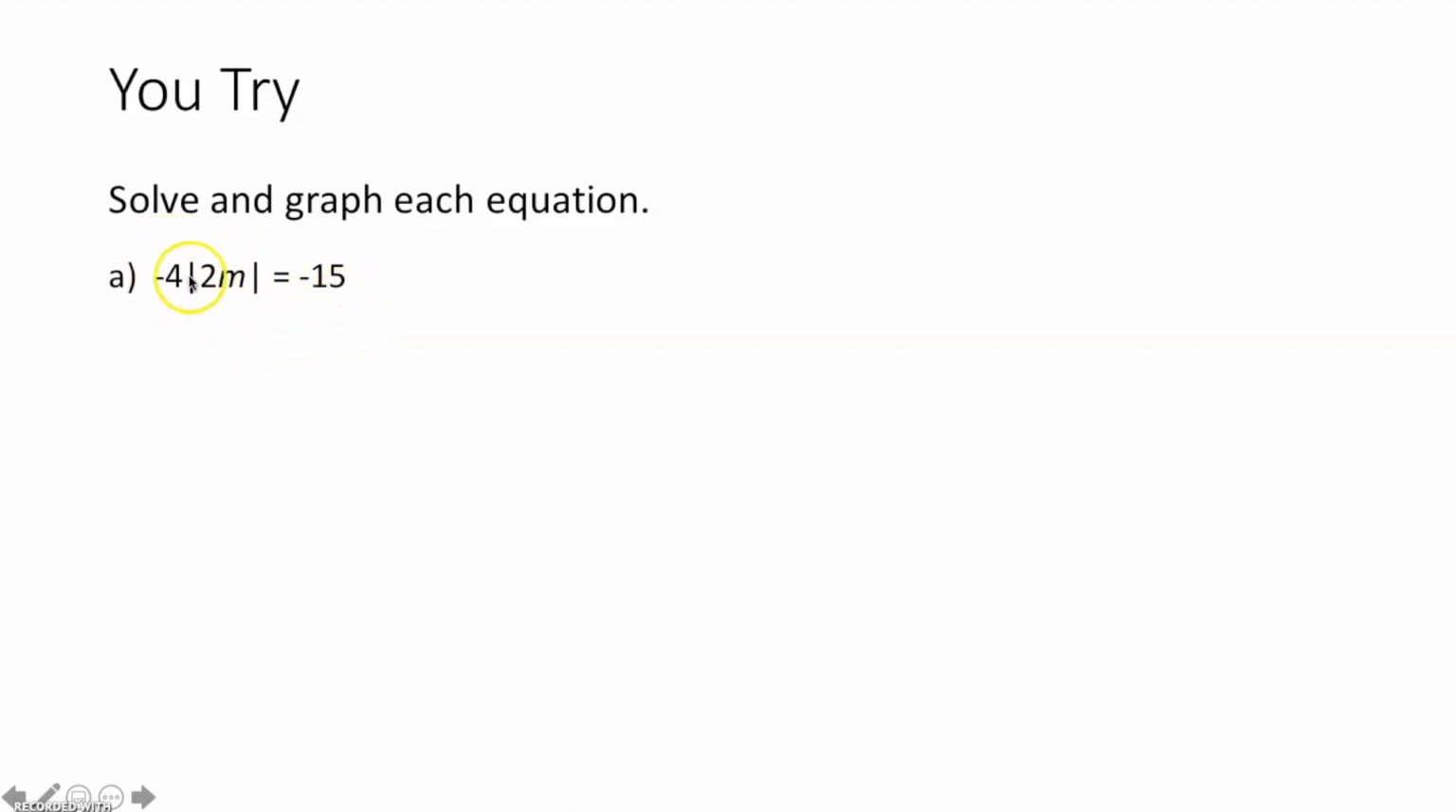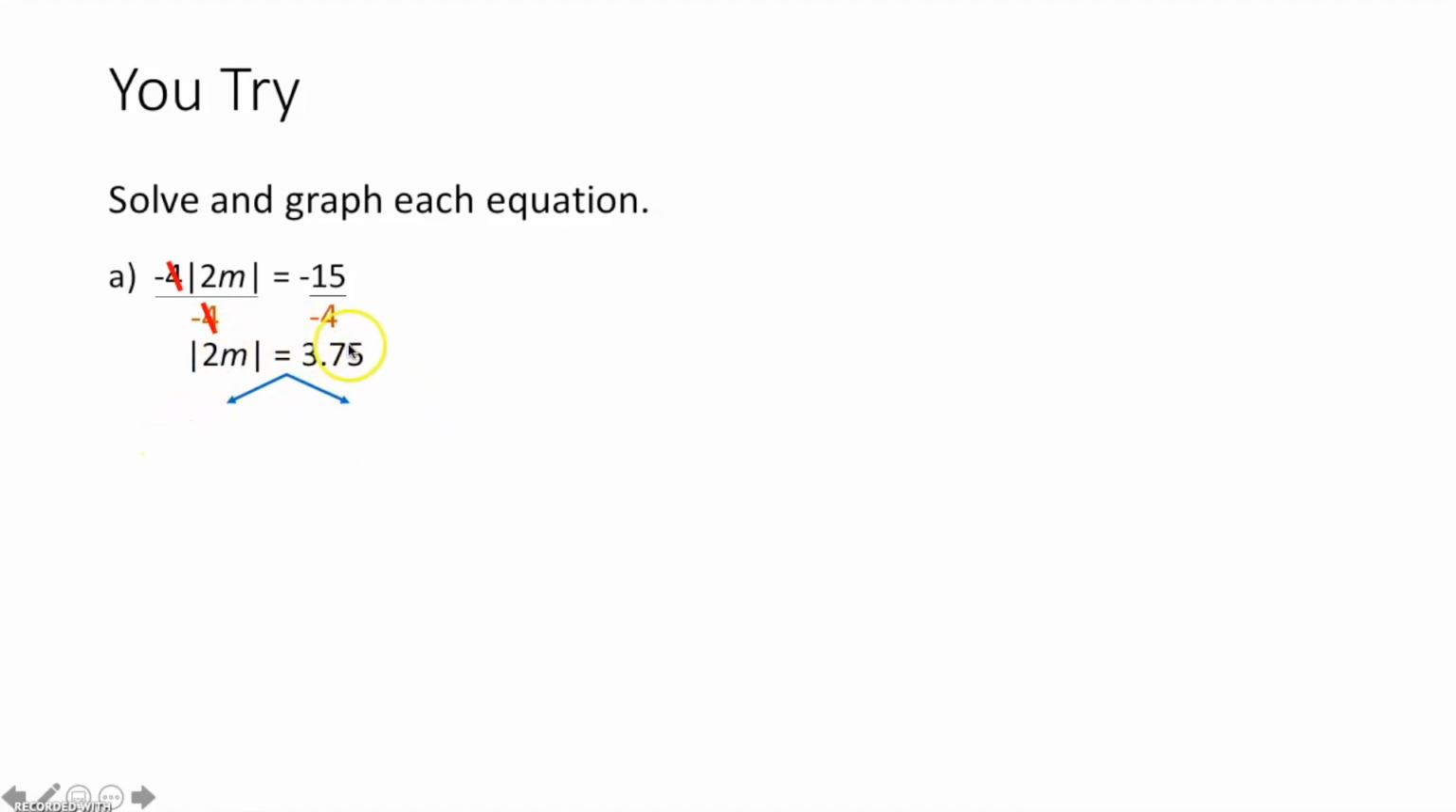Since it's negative 4 times my absolute value, I'm going to do the opposite, the inverse. I divide both sides by negative 4. That way these cancel out, and over here, negative 15 divided by negative 4 is going to give me positive 3.75. Now, since I have the absolute value all by itself, I can break it into two separate equations. What's inside the absolute value is going to stay the same for both of the equations.